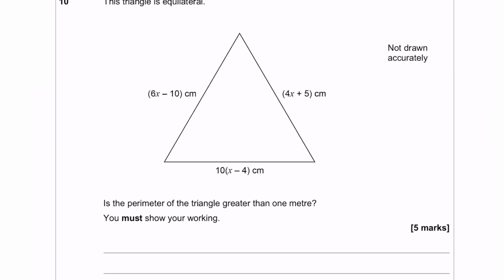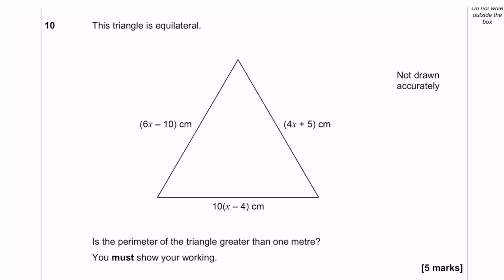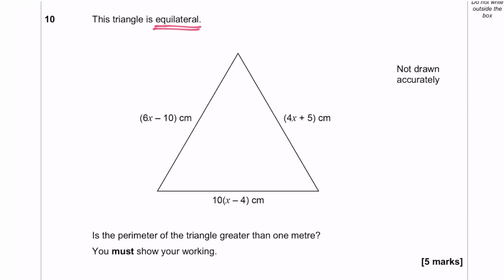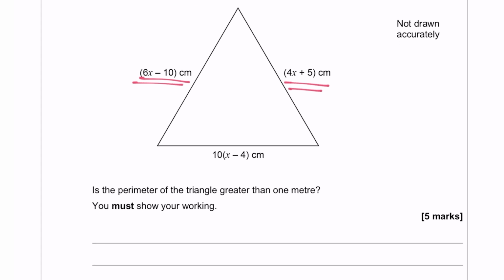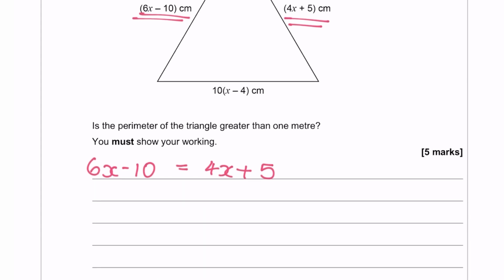All right, question 10. We've got an equilateral triangle. The minute we see equilateral, we know all the sides are the same and all the angles are the same. So because the sides are the same, we can work out what x is before we even think about it. So we know that that must be the same as that. Well, we could choose any of them, but we'll choose those two as they don't have brackets in them. 4x plus 5. Put all your x's on one side and all your numbers on the other. So actually, let's put the 10 on the other side first. So plus 10. So we get 6x equals 4x plus 15.